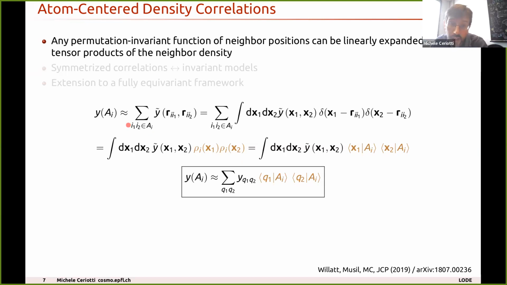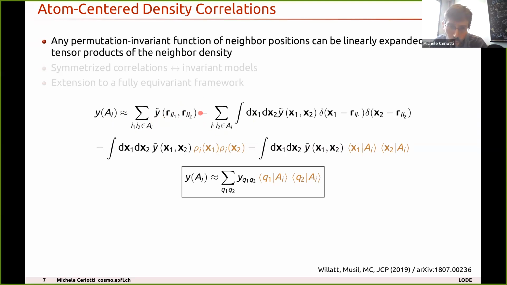And then you would have to symmetrize these by summing over all possible pairs of neighbors. So basically, we approximate the properties of an environment A_i as something that depends on the coordinates of two of the neighbors. And then we sum over the indices of these two neighbors, and therefore we make the prediction independent of the order in which we provide the neighbors.